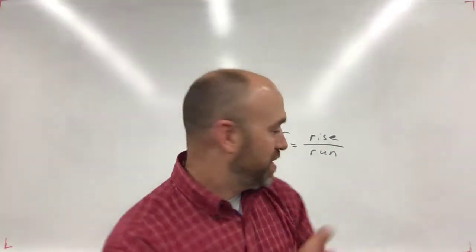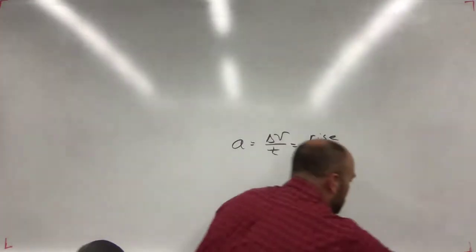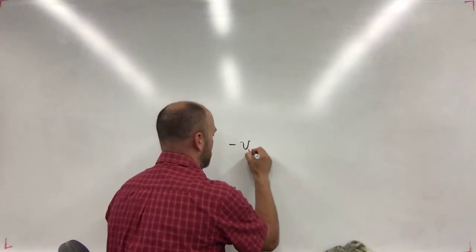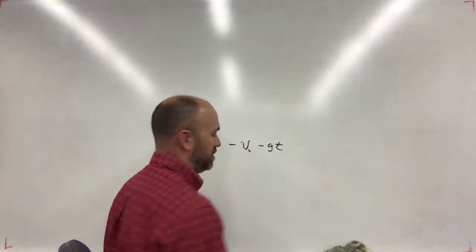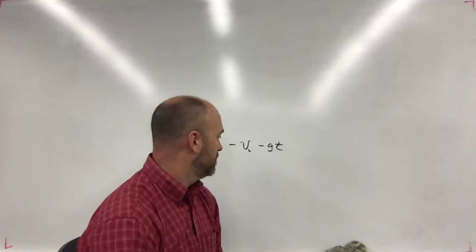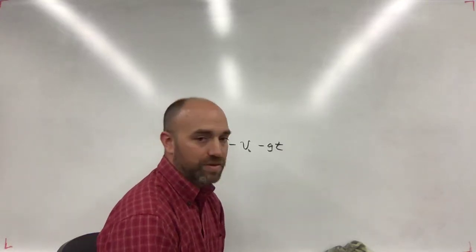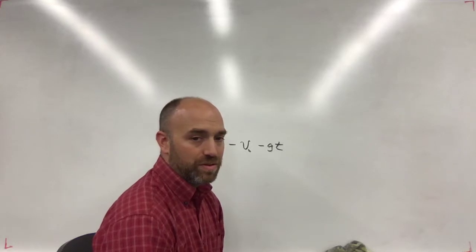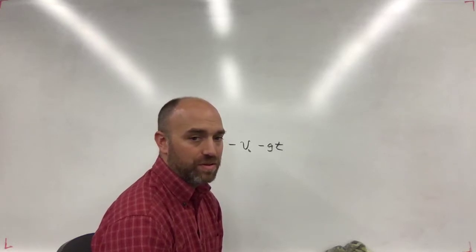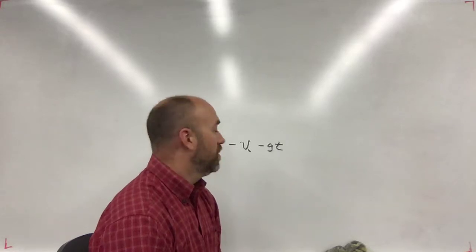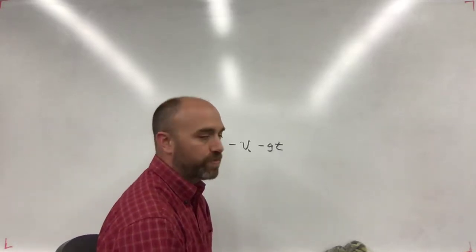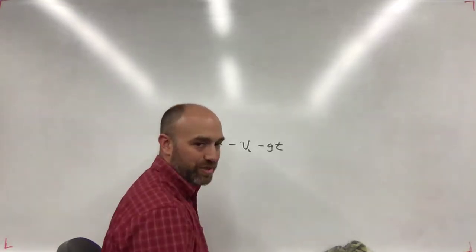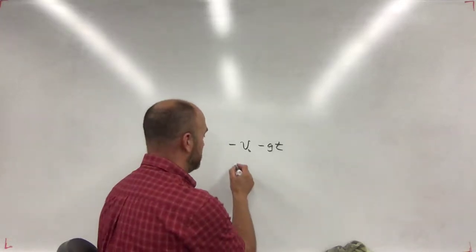Okay, so Amy, tell me again what you had. Negative V-naught minus GT and negative V-naught plus GT. Initially I put negative V-naught plus GT, but it said it was wrong. And you mentioned that V-naught would be negative in that part, so I tried putting that in, but it didn't work. So what was the other option that you tried? Negative V-naught plus GT.